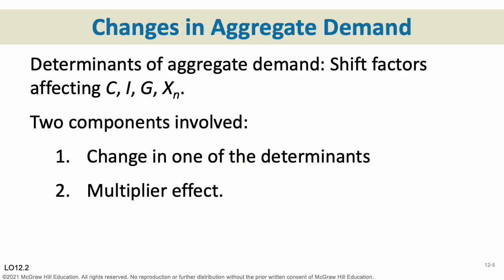So what can change aggregate demand? Aggregate demand can change with anything affecting the components of demand. Remember, consumer spending, business investment, government spending, and trade balance, or the difference between exports and imports. And you can have two components. Number one of these things gets altered, and then it's subject to your multiplier effect. And as a consequence, it's either going to increase or decrease overall demand.